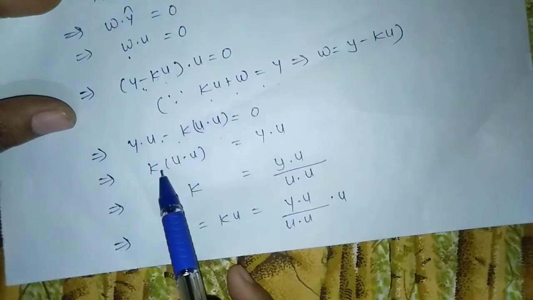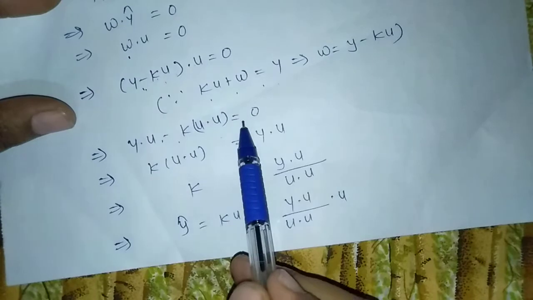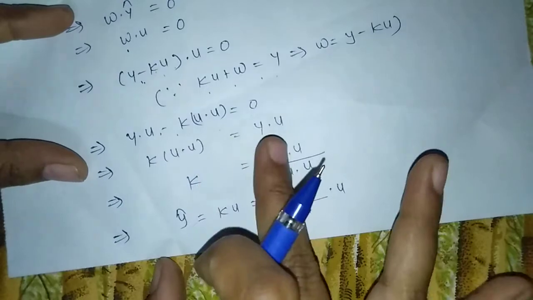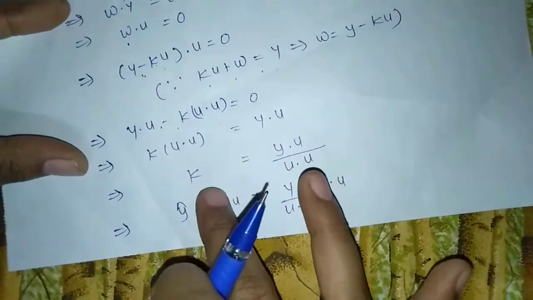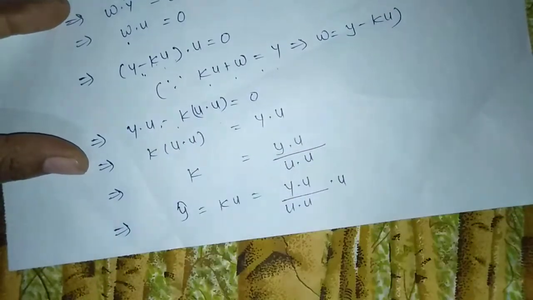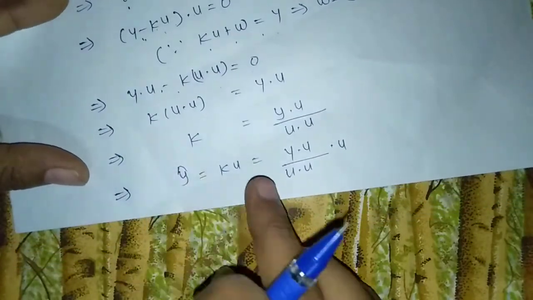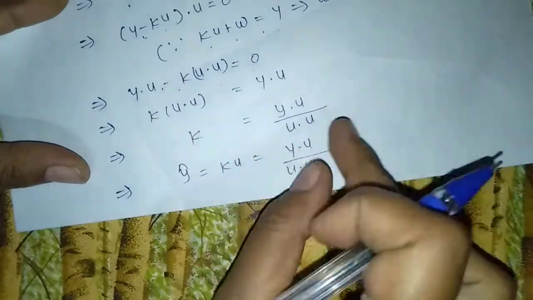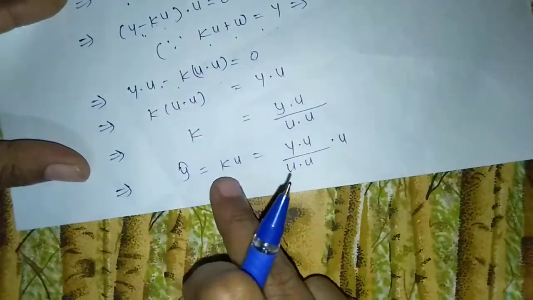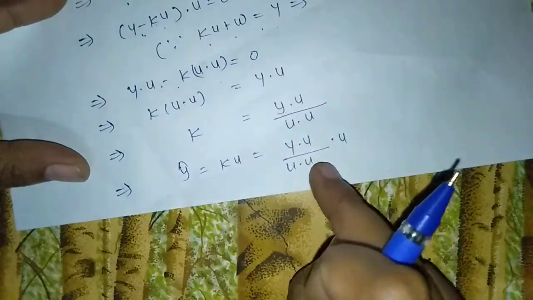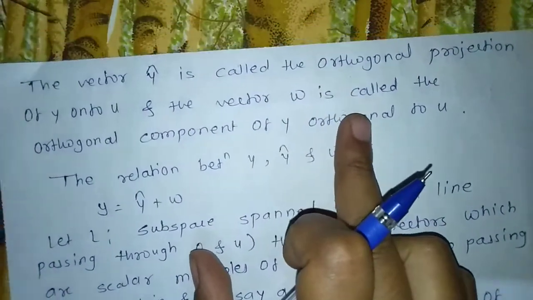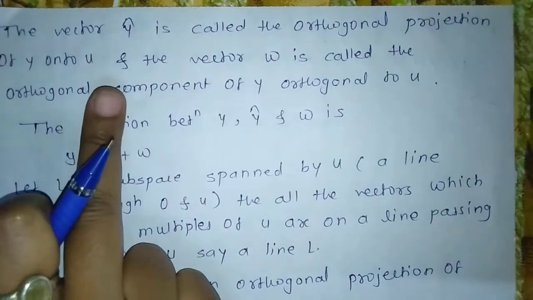So minus k u dot u is equal to minus y dot u. The minus signs cancel. Here we get k times u dot u is equal to y dot u, which implies k is equal to y dot u upon u dot u, which implies y cap, meaning k times u, is equal to y dot u upon u dot u into u. We multiplied both sides of this equation by u.